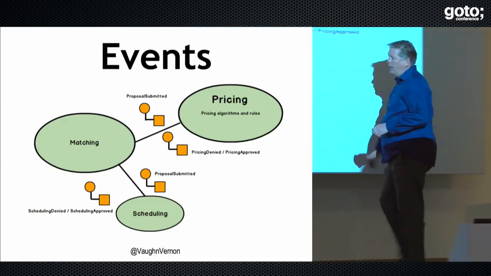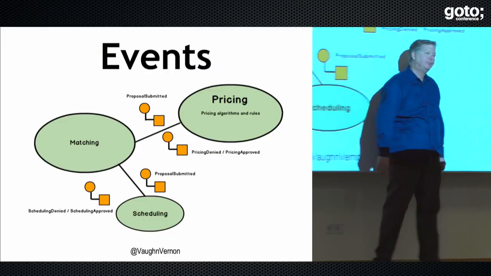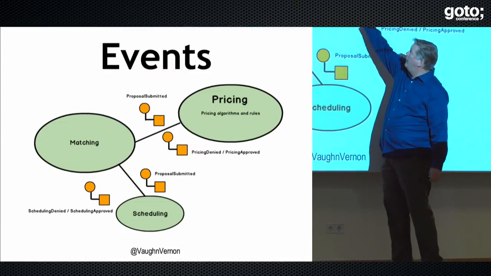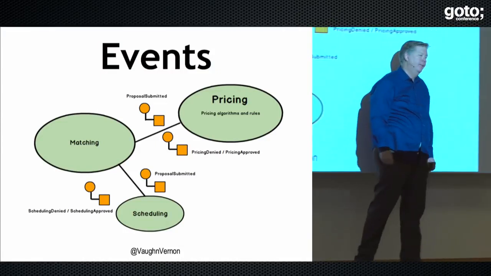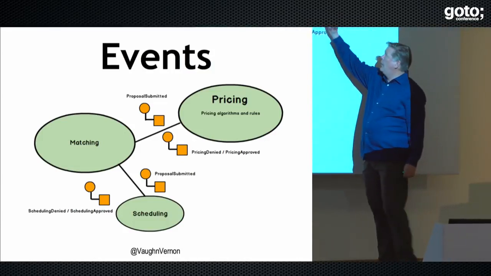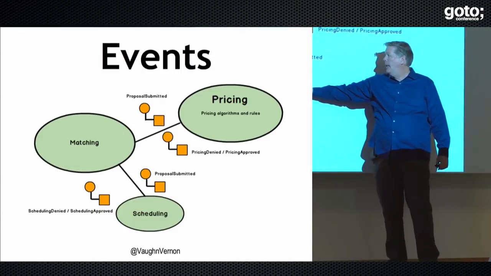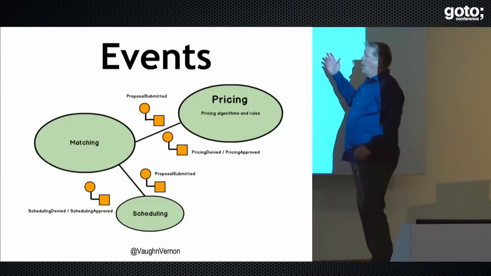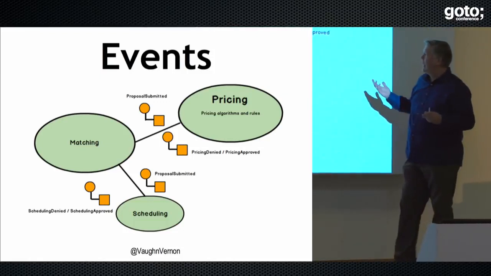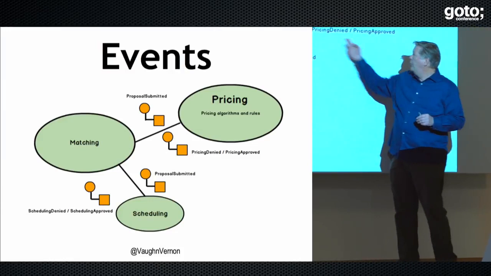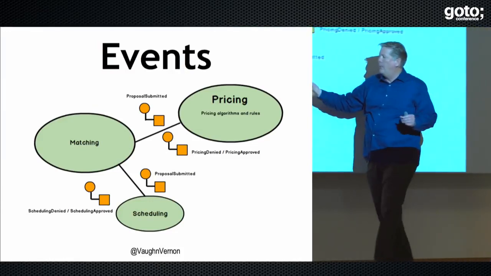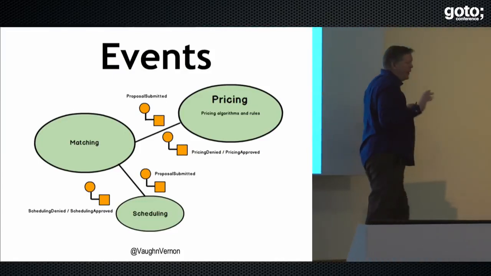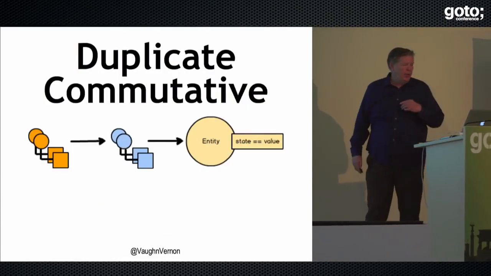So from matching, when a client proposes a job, a client job proposal will emit a proposal submitted event. This proposal submitted event will be seen in pricing and it will be seen in scheduling. And then each of these bounded contexts will do some kind of business logic that will say that the pricing is denied or the pricing is approved, for example, or the scheduling is denied and the scheduling is approved. Okay, a fairly simple use case, but it is a distributed use case.